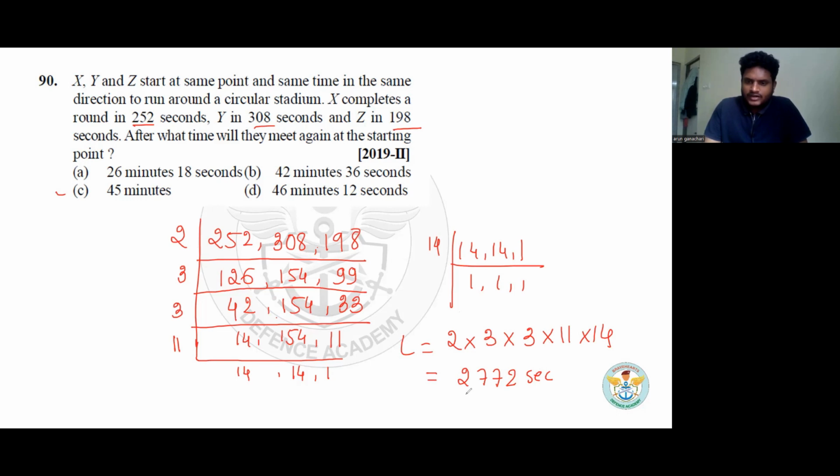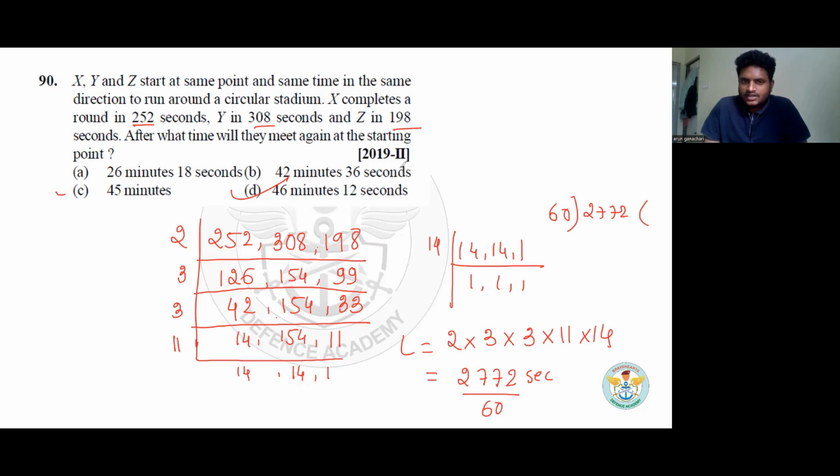Yes. Now we have to divide it by 60. If I divide by 60, I will get what? 46 minutes, 12 seconds. Divide 2772 by 60. Do a proper division, you'll get it. It will be 46 minutes, 12 seconds.